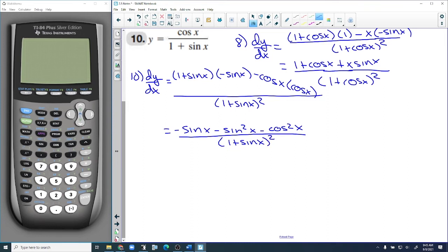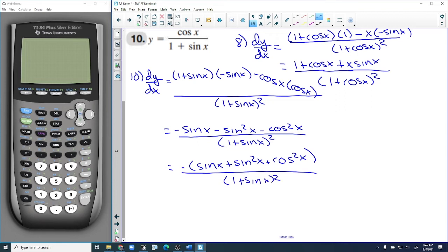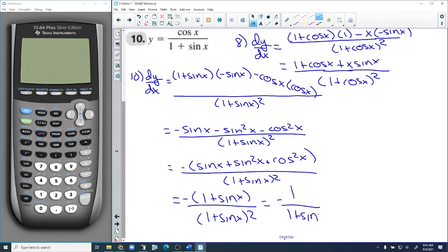Everybody good up to that point? Well, now we can take a negative out of the top. Plus cosine squared x over 1 plus sine of x squared. Well, that's going to be negative 1 plus sine of x over 1 plus sine of x squared, because sine squared plus cosine squared is 1. And our final answer, one of those cancels, negative 1 over 1 plus sine of x. That's the most we can do. We can't do anything after that. That's done.